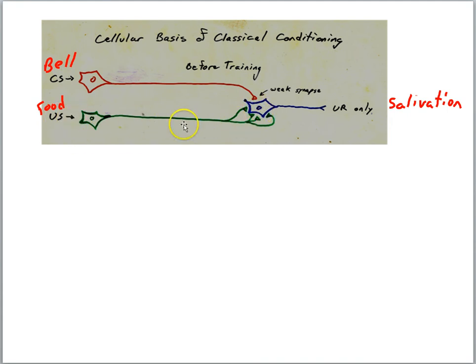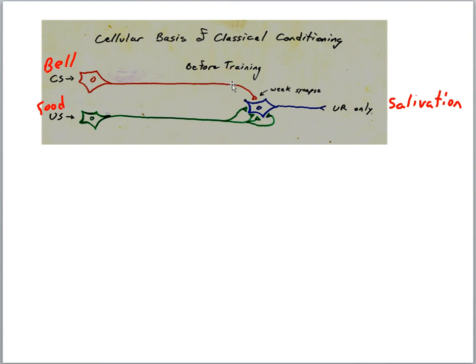Presentation of the food by itself is sufficient to drive the target cell to a threshold, and we'll get activity in the target cell, which we're going to call salivation, the unconditioned response. Notice, initially, the way the wiring is, the bell pathway, conditioned stimulus pathway, is weak. So that's a weak synapse there. So activity in the bell pathway is not sufficient to drive the target cell to threshold. So we do not get salivation initially when the dog hears the bell alone.